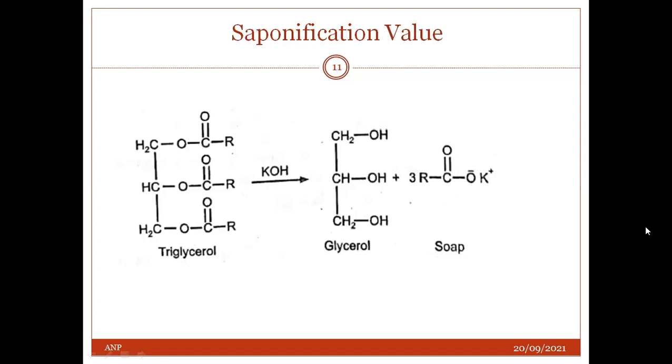The next analytical constant is the saponification value. Saponification means that on hydrolysis, triglycerol is converted to glycerol and soap. So it is the number of milligrams of potassium hydroxide required to neutralize the fatty acids resulting from the hydrolysis of 1 gram of given oil or fat.